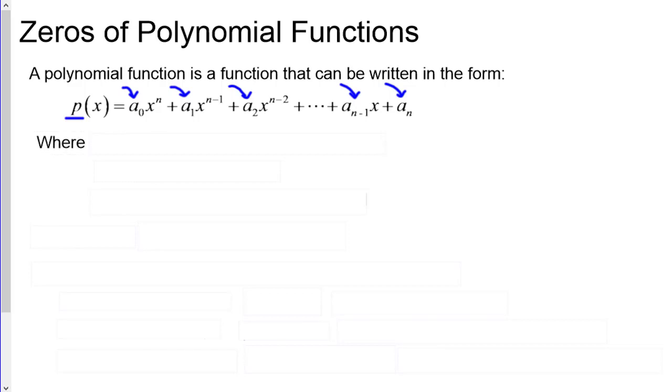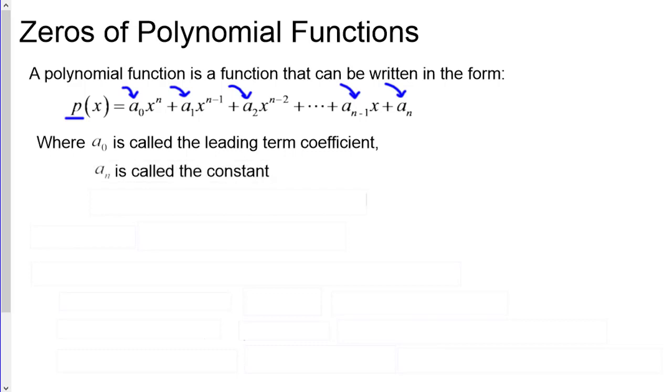Now, there are some parts here that are more important than others. For instance, a sub 0 is called the leading term coefficient. So it's the coefficient on the term that has the highest exponent on the variable. A sub n is called the constant, and that's never going to have an x multiplied by it. It's just going to be a number. N is called the degree of the polynomial. So whatever the highest exponent is out of all the terms, that's the degree. So that's labeled n.